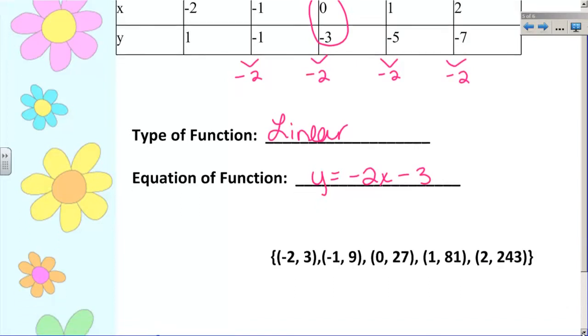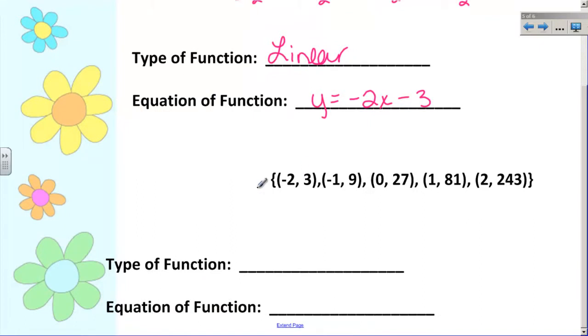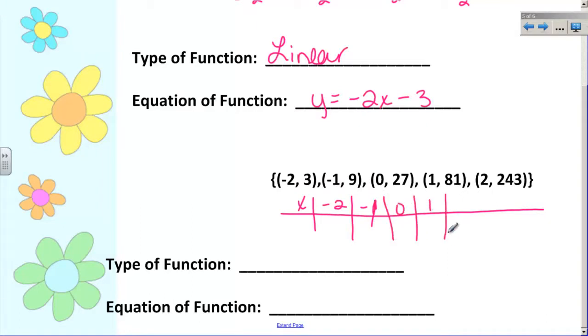Let's do one more. This is written as a list of numbers. So the first thing I'm going to want to do is turn this into a table. My x values are -2, -1, 0, 1, and 2. And then my y values are going to be 3, 9, 27, 81, 243. So they're getting really big really fast. That should be a clue to you right there that that is probably going to be an exponential function.